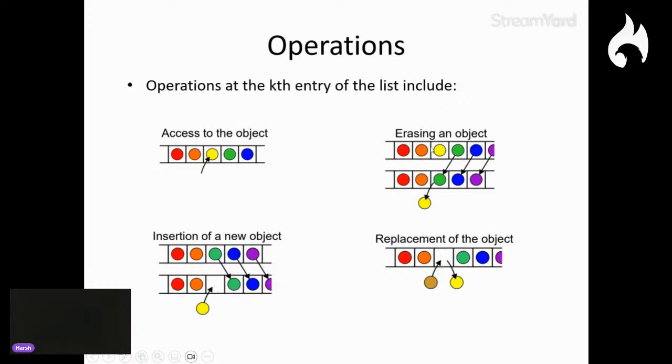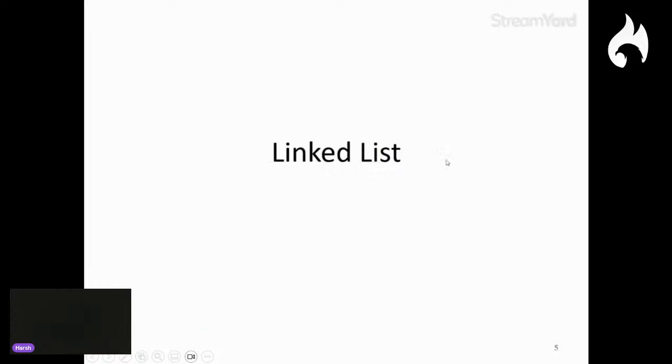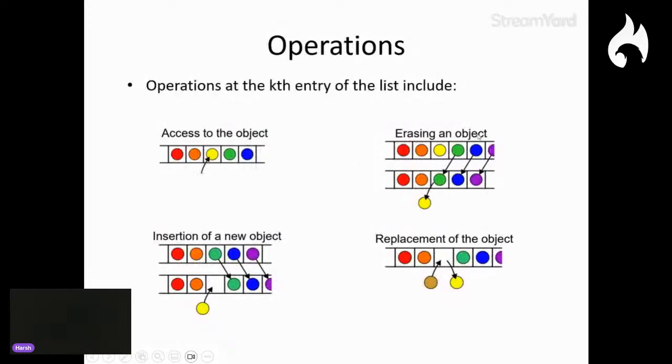If we want to remove this yellow ball from the array, we have to take it out. Once we take it out, we need to fill the memory the yellow ball was in with the succeeding elements of the array. So we'll need to shift all the elements a step before. So it will again need O(n) time complexity for erasing an object in an array.